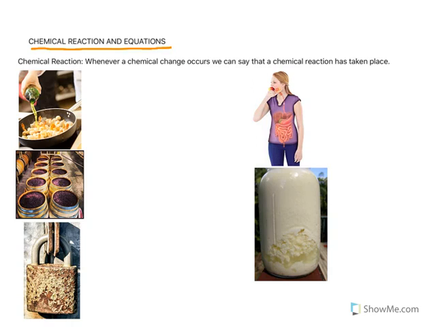In this chapter we are going to learn about chemical reactions and equations. To start with, we must know what a chemical reaction is. Whenever a chemical change occurs, we can say that a chemical reaction has taken place. So what is a chemical reaction? A chemical reaction is when a new substance is formed.